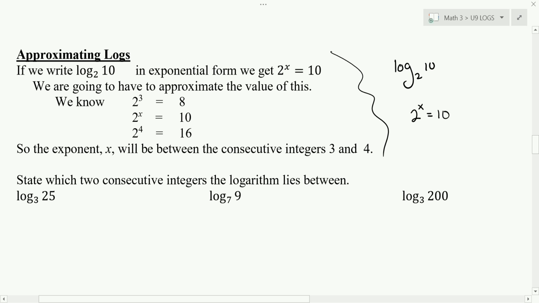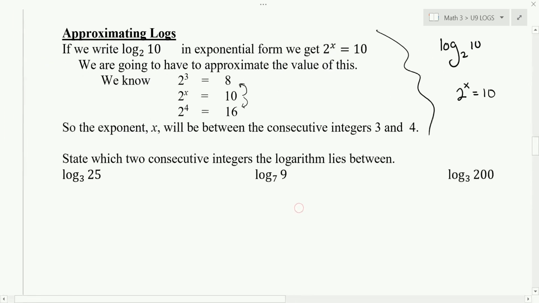We could say, well, 2 to the third power is 8, 2 to the fourth power is 16, and 10 is between the 8 and the 16. So if we're looking for the exponent that's going to give us 10, it's going to be between 3 and 4, 3 point something, right? And so that's what we do. We write our answer somewhere between 3 and 4. And you want your integers to be consecutive. You don't want to say, well, somewhere between 1 and 100. Right? You want to narrow it down as best you can. So consecutive means one right after the other. And so that's what we're looking for.